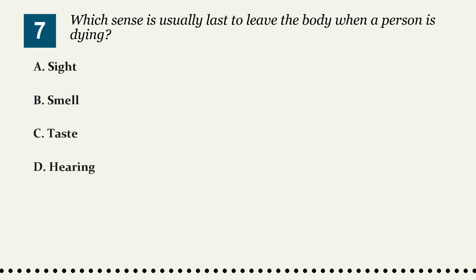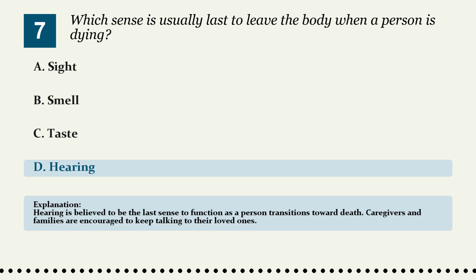Question 7. Which sense is usually last to leave the body when a person is dying? Option A. Sight. Option B. Smell. Option C. Taste. Option D. Hearing. The correct answer is option D. Hearing. Hearing is believed to be the last sense to function as a person transitions toward death. Caregivers and families are encouraged to keep talking to their loved ones.